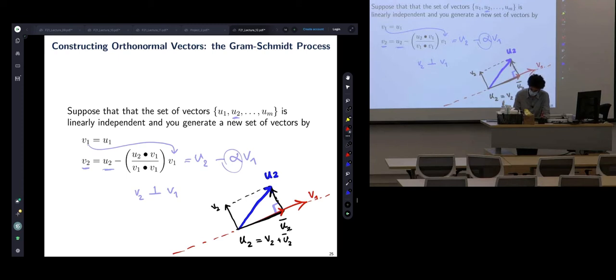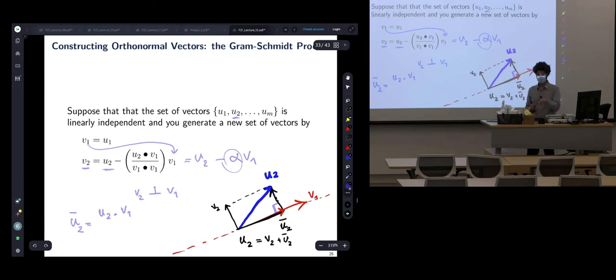So this U bar 2 is in fact the dot product of the U2 vector by V1. This will be the magnitude of U2 along V1. Now, this is not good enough because this is just a number, right? It's just a magnitude. I need to turn it into a vector so that I can subtract it from the original vector.